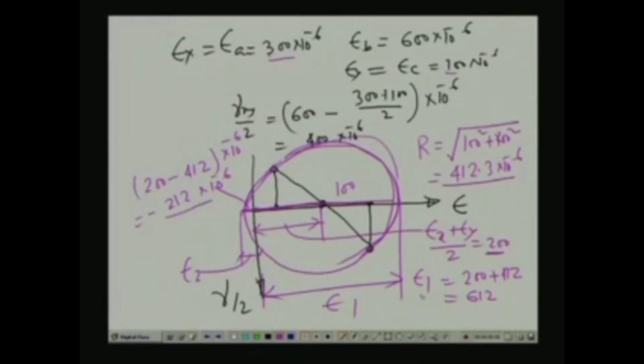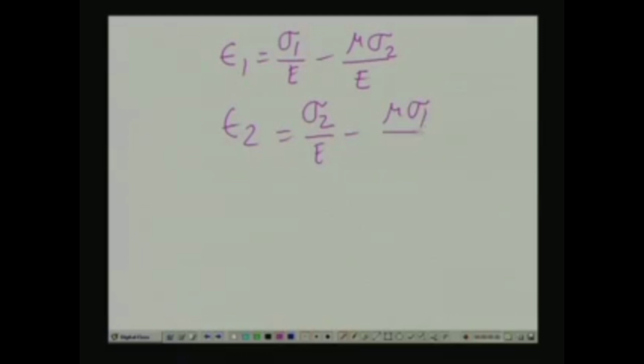So, once we have this value of epsilon 1 and epsilon 2, now as you know, the value of epsilon 1 is equal to sigma 1 by E minus mu times sigma 2 by E, and consequently epsilon 2 is sigma 2 by E minus mu sigma 1 by E. Now from this, if we substitute the values of epsilon 1 and 2, we can get the values of sigma 1 and sigma 2.